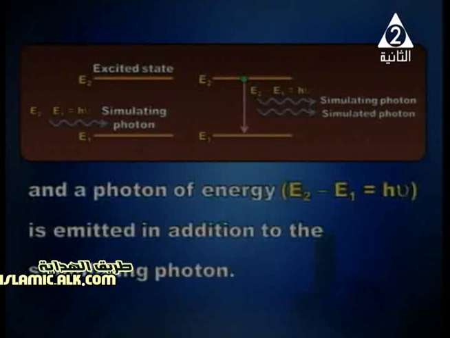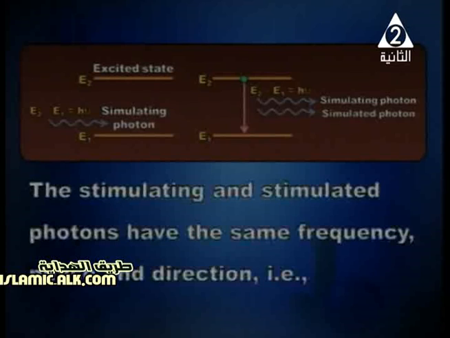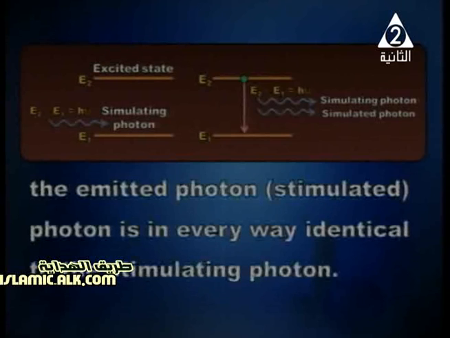And a photon of energy E2 minus E1, which is equal to h nu, is emitted in addition to the stimulating photon. The stimulating and stimulated photons have the same frequency, the same phase, and the same direction. That's to say, the emitted photon is in every way identical to the stimulating photon.